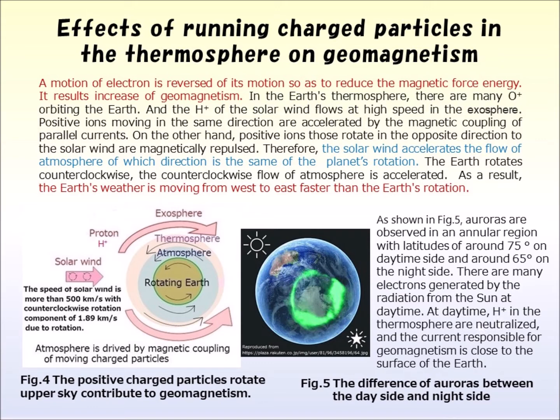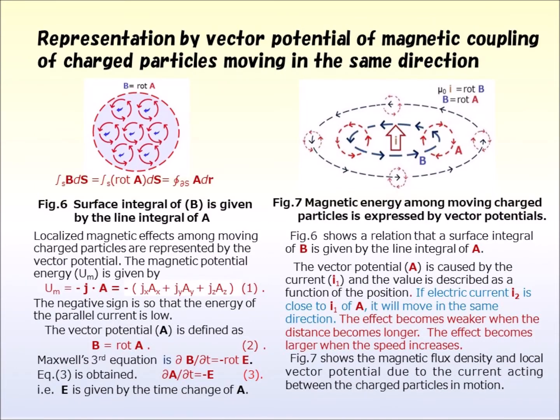As a result, the Earth's weather is moving from west to east faster than the Earth's rotation. As shown in Fig. 5, auroras are observed in an annular region with latitudes of around 75 degrees on the daytime side and around 65 degrees on the night side. There are many electrons generated by the radiation from the Sun at daytime. At daytime, H+ in the thermosphere is neutralized, and the current responsible for geomagnetism is close to the surface of the Earth.